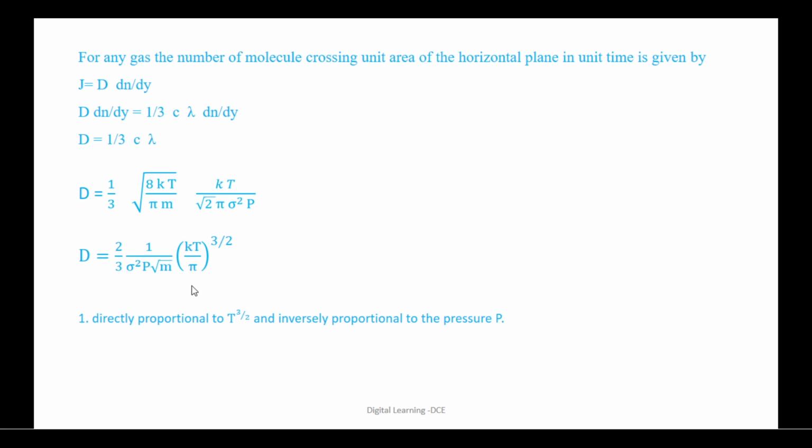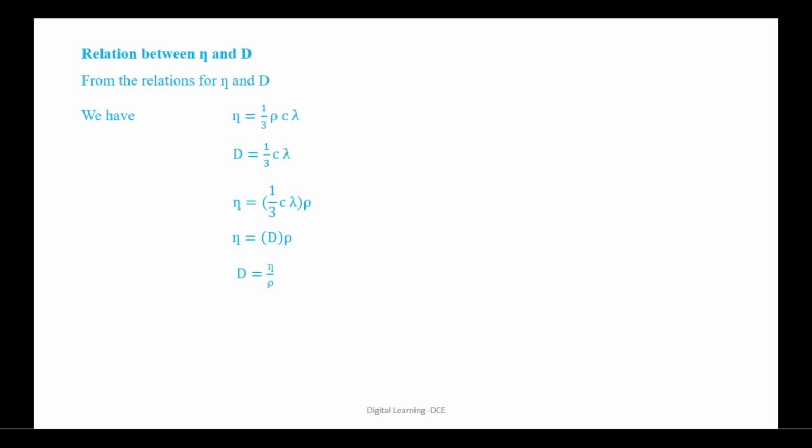From this equation we can conclude that D, the coefficient of diffusion, is directly proportional to the 3/2 power of absolute temperature and inversely proportional to pressure. That is, D is directly proportional to T^(3/2) and inversely proportional to pressure. Here T is the absolute temperature of the gas. So this is about the coefficient of diffusion.